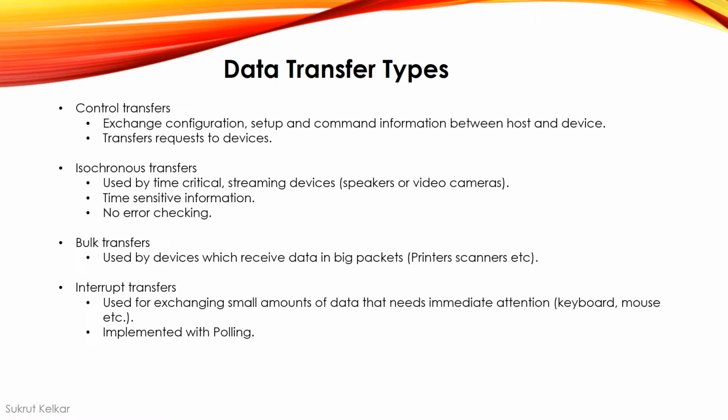Interrupt transfers. Interrupt transfers are used by peripherals exchanging small amounts of data that need immediate attention, like mouse, keyboard, etc. Interrupt transfers use polling. The host always asks the port, do you have data for me? If the data is available, then the data is processed.